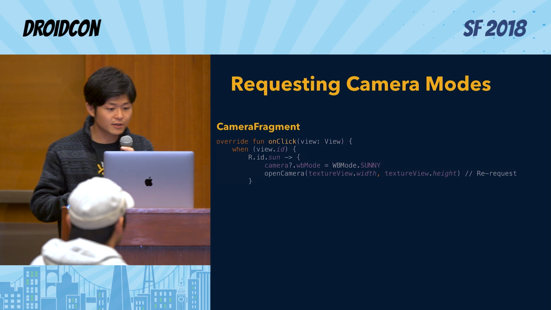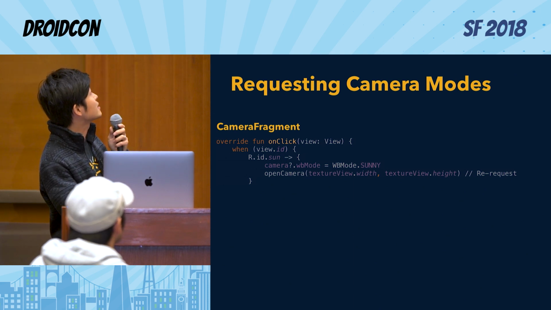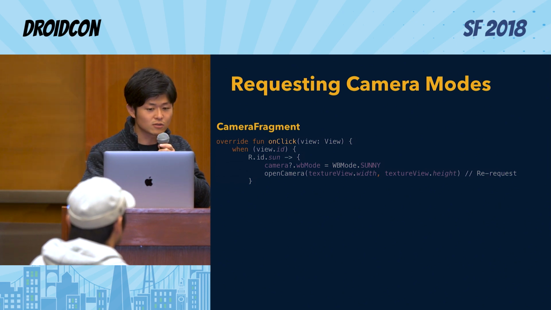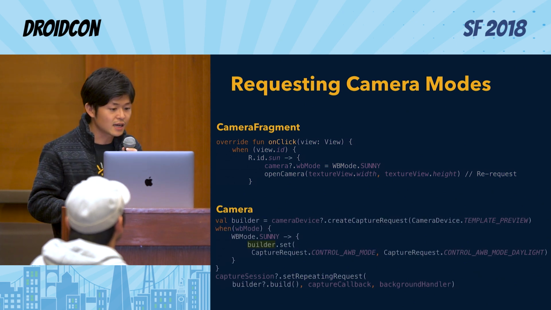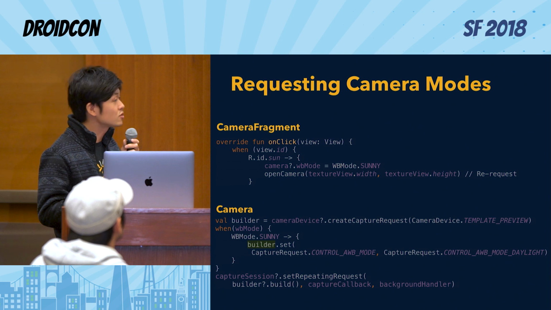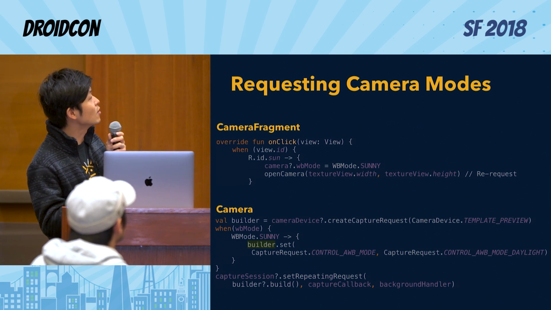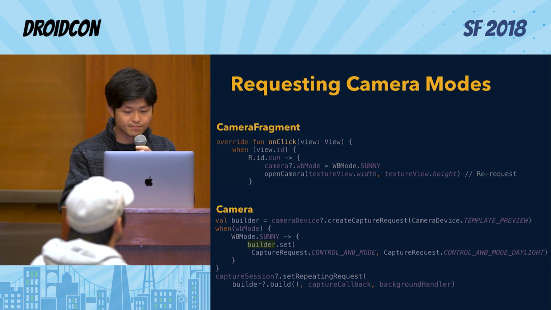So let me quickly add white balance sunny mode to the camera. On click, I change the white balance mode to sunny. And then I open the camera, because we want to re-request the capture session. Inside the camera, we set CONTROL_AWB_MODE to CONTROL_AWB_MODE_DAYLIGHT. And then we start the request again.